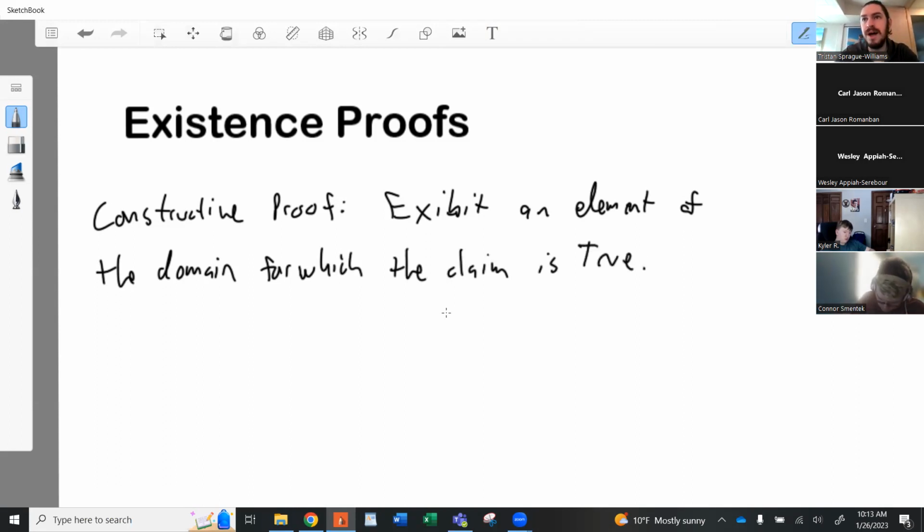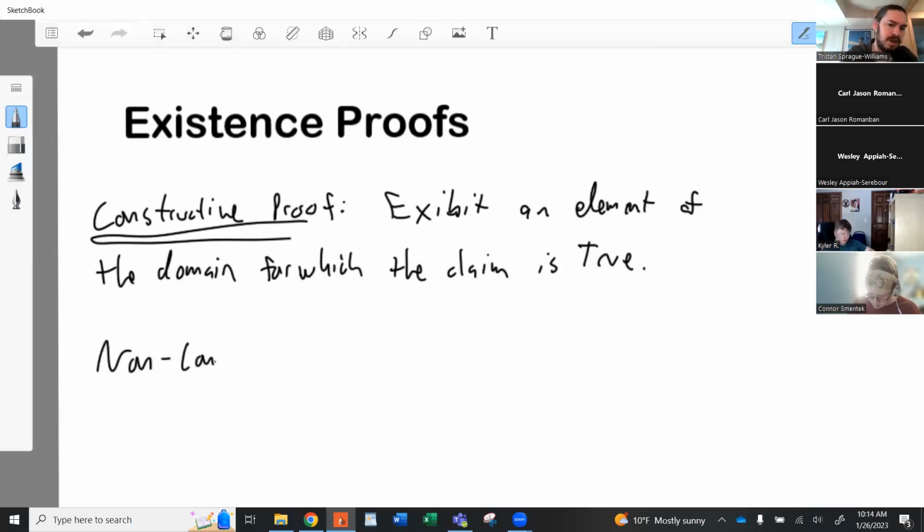This is what we did with the examples we've seen so far, with showing that there's an integer whose cube is less than it. You take a negative number. We could have picked a lot of different possible negative numbers. Negative 2 worked great. Negative 2 cubed, there you go. It's an example. That's a constructive proof, but there are also non-constructive proofs.